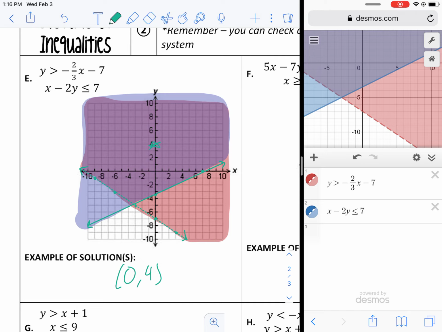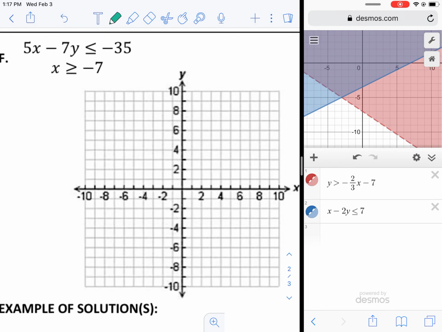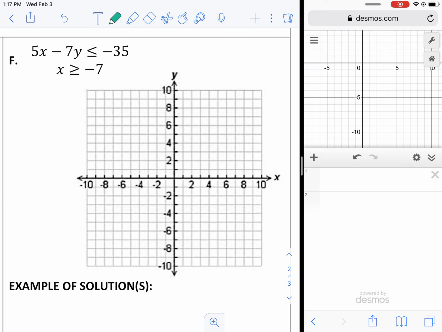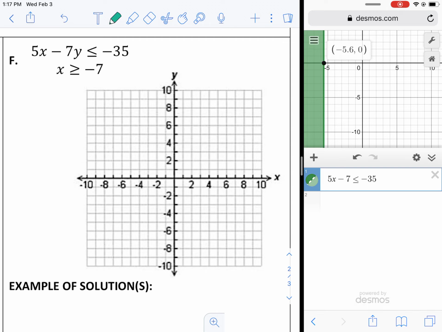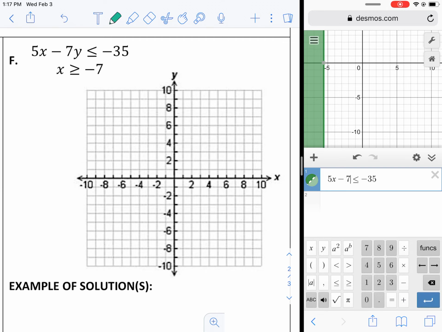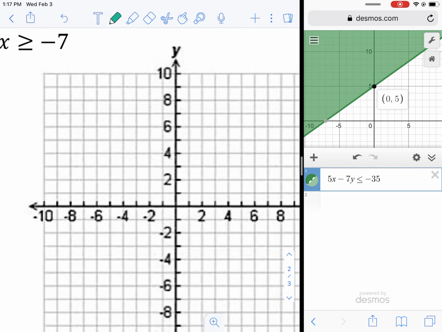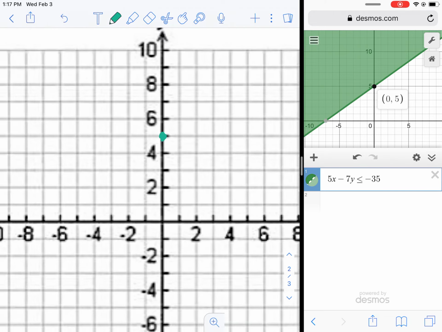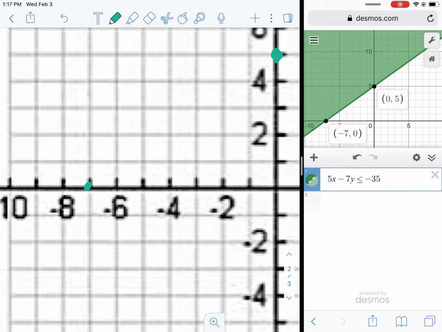So again, you can get all of this from Desmos, all right? So we're going to look at a couple of these. You're basically doing the same thing we've been doing. 5x minus 7y is less than or equal to negative 35. So that one's actually a solid. Oh, wait, that's because I didn't type in the y. So here we've got a y-intercept at 5. And over here, we've got an x-intercept at negative 7. I'm just using that to get points.